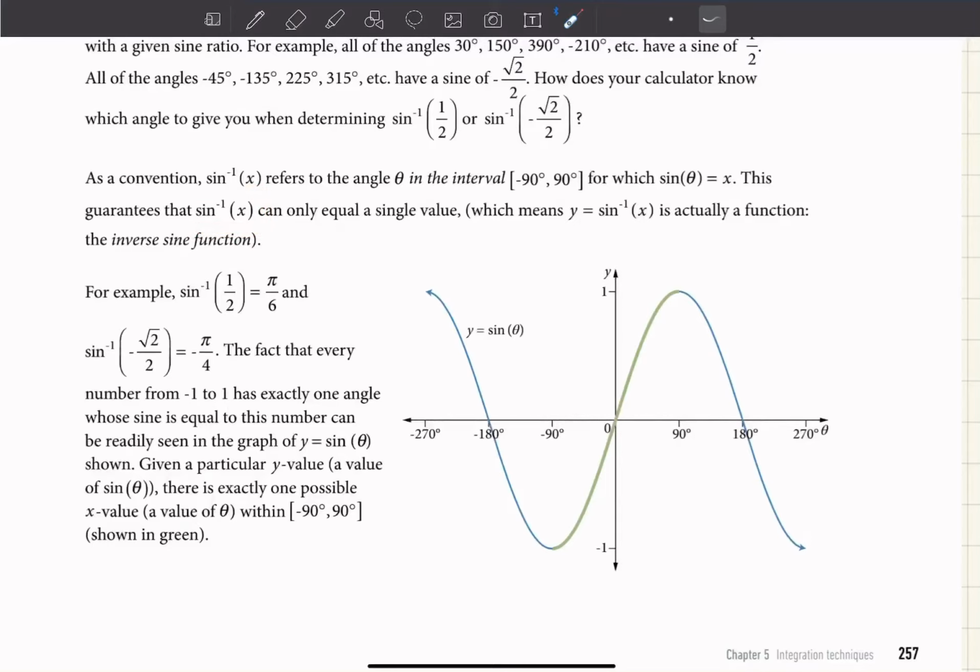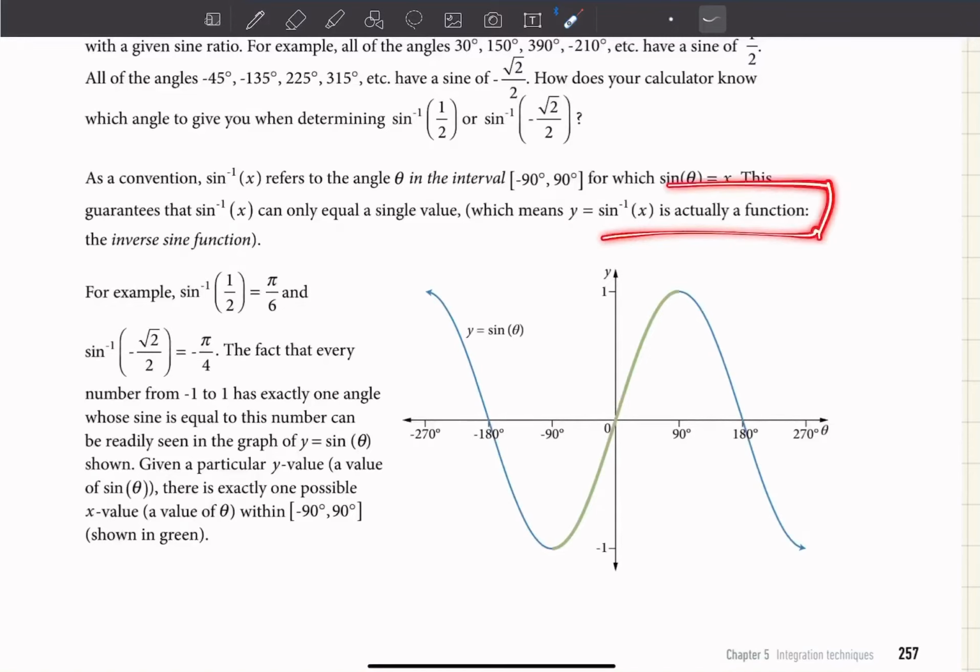Obviously, your calculator would not be able to give you multiple answers. It would come up with a syntax error. So in order to do that, we use this domain, and that means we can only get a single value, so your calculator can give you that. Okay, here it says y equals second function sine x is then actually a function.